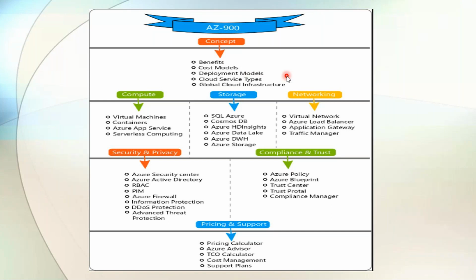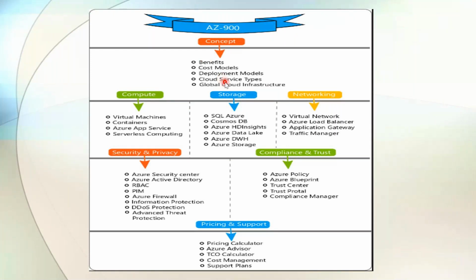What are the different options available for me? Which option can I select? What is my business requirement? What is the best option I can go with? So those deployment options and all we'll discuss. Then what are the different types of cloud services available? Those we'll discuss, and the cloud infrastructure. In the concept area, these are the pillars, the subcategories you will be evaluated on.